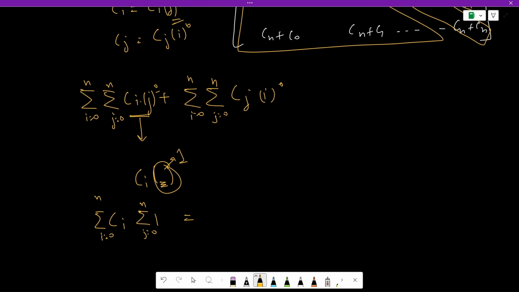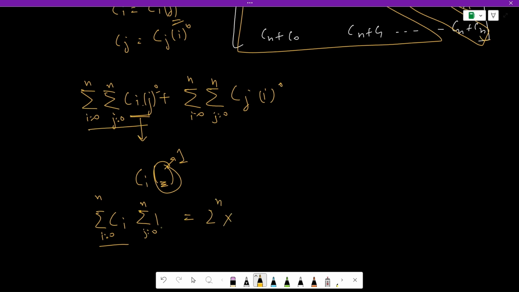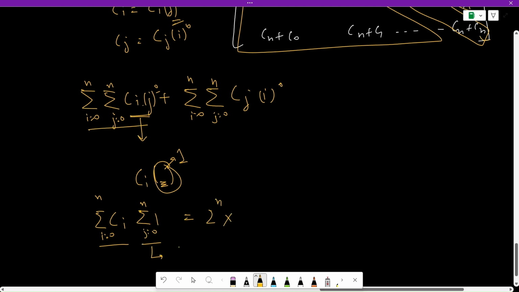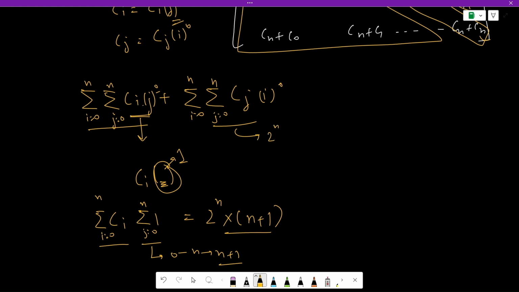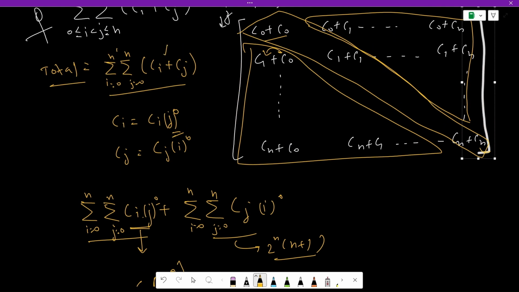I just use the product property here. Then this is what 2 to the power n into, adding 1 n plus 1 times, these are n plus 1 terms, so adding 1 n plus 1 times gives us n plus 1. Now this is also the same, 2 to the power n into n plus 1. So I hope you understood how we can solve this on the plus operator.